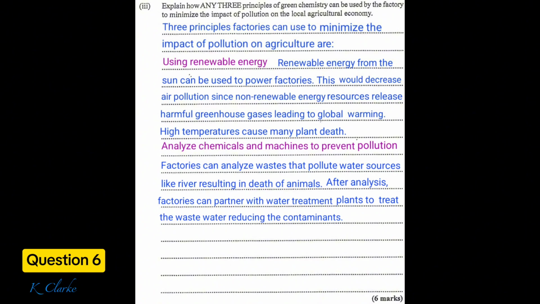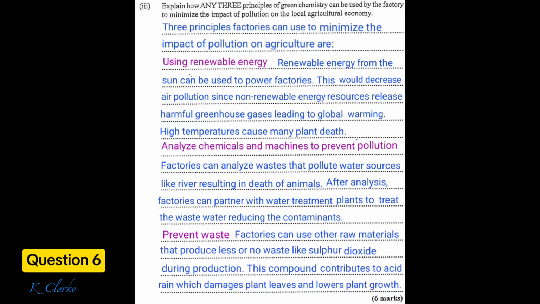Third principle: prevent waste. Factories can use other raw materials that produce less or no waste, like sulfur dioxide, during production. This compound contributes to acid rain, which damages plant leaves and lowers plant growth.